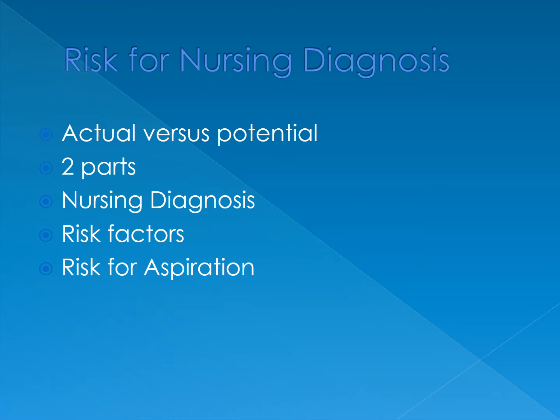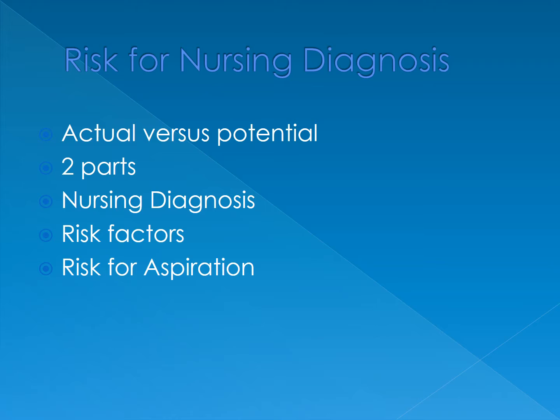Now, let's talk also about risk for nursing diagnoses. What we've been talking about up to this point has been actual nursing diagnoses, actual nursing problems. So, for example, if I have a bed sore, I have impaired skin integrity or impaired tissue integrity. If I have diarrhea, that is an actual problem.